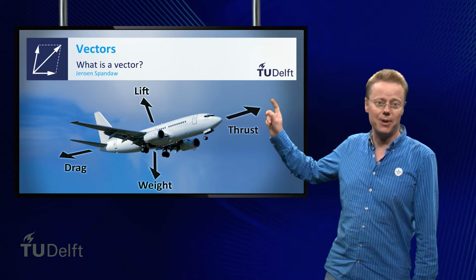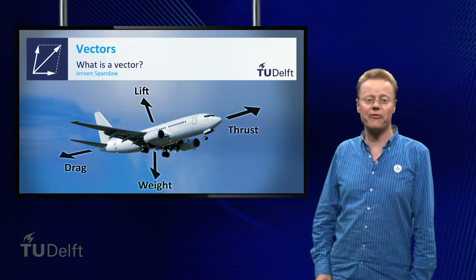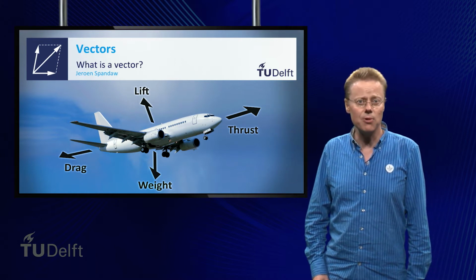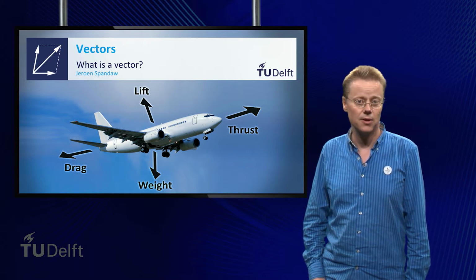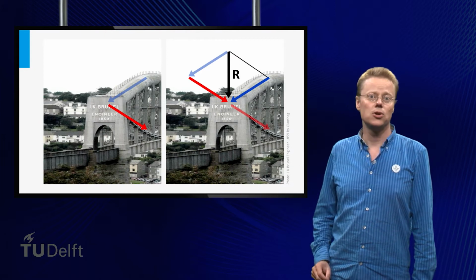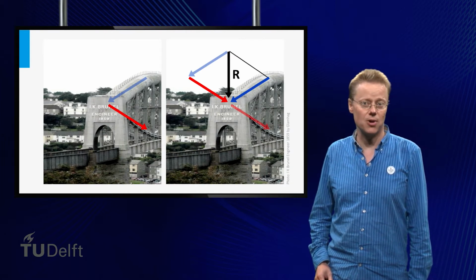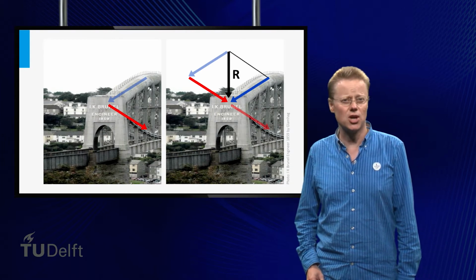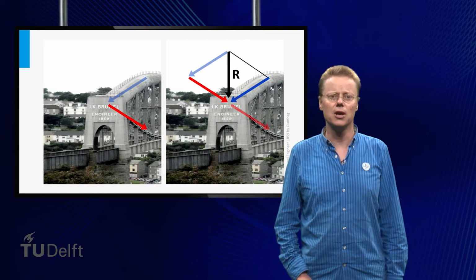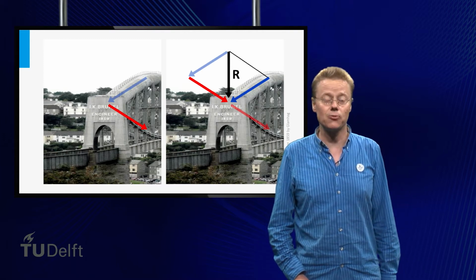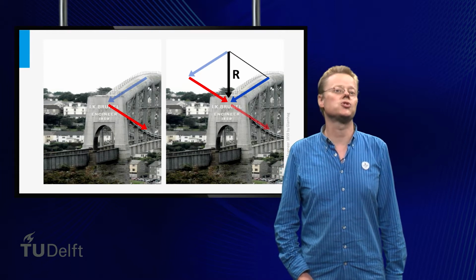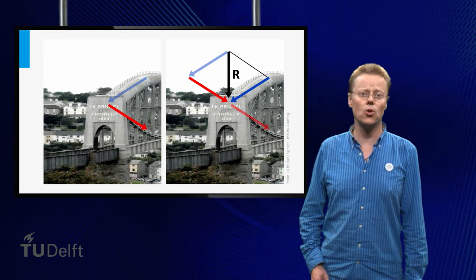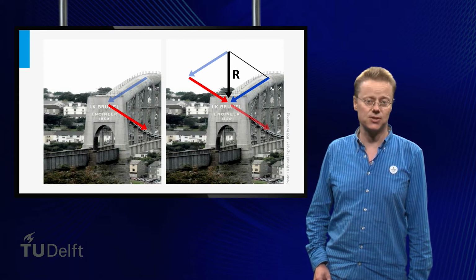Take a look at this airplane. It is surrounded by various arrows. These arrows have a starting point, a direction and a length. This picture of a bridge also shows such arrows. These arrows are not drawn just to give the picture a scientific flavor. They are very useful for making relevant computations. In this video we introduce the basic concepts of these arrows, called vectors in mathematics.